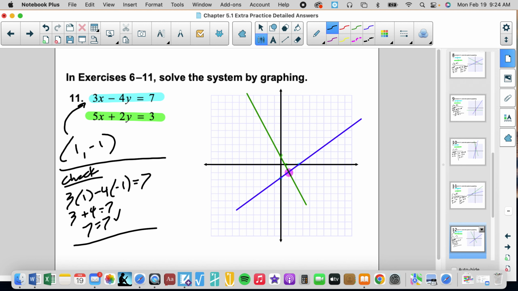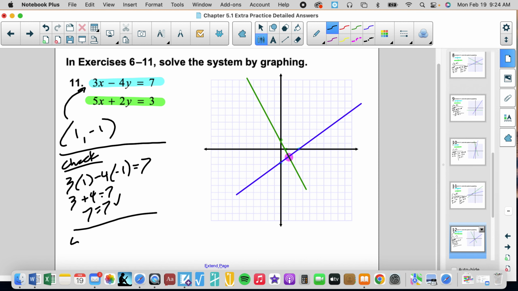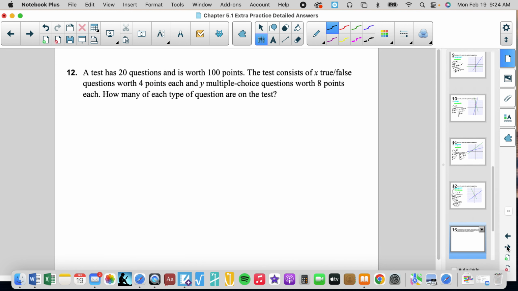And now let's try the other one. We have 5 times 1 plus 2 times -1 equals 3. 5 minus 2 equals 3. 3 equals 3. And it's a solution to this. So yes, it ended up being my point of intersection, my solution to the system. I got lucky. I love it.